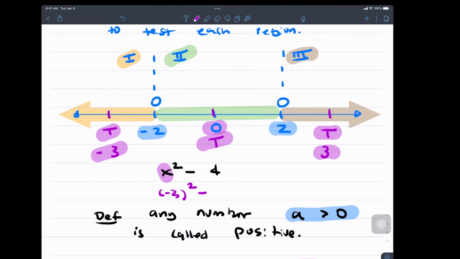-3 squared minus 4. Do you guys know what that is? What's -3 squared? What's 9 minus 4? Is that 5? Is that number positive or is that negative? Okay, so what we're saying here is this. -3 represents region 1. So if I test it and I get a positive answer, what does that mean about region 1? That means region 1 is positive. That's what we do.